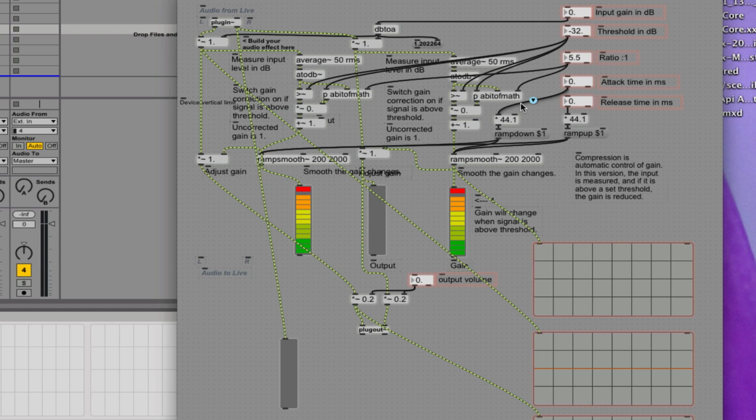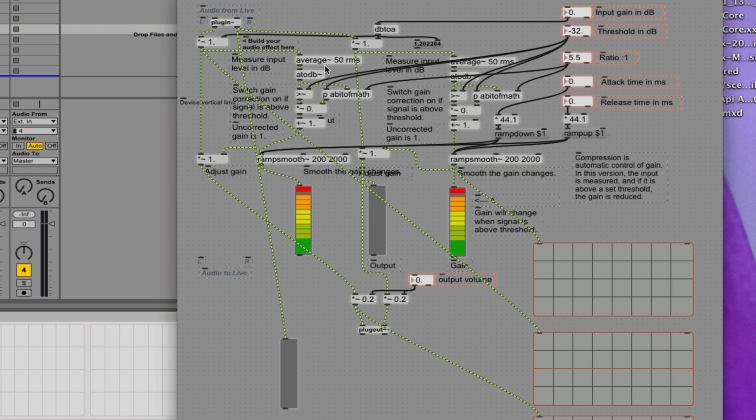And then even these, they go through and they ramp down, and that gets shared across these two. Okay, so what's going on? All right, we talked about the dB to A over here, where it adjusts the input gain. Average. First thing it does is it takes the average of the signals.